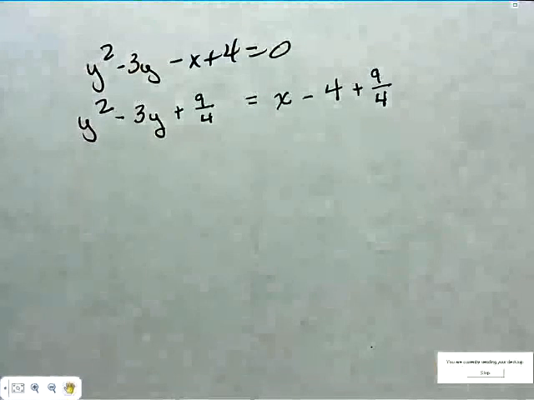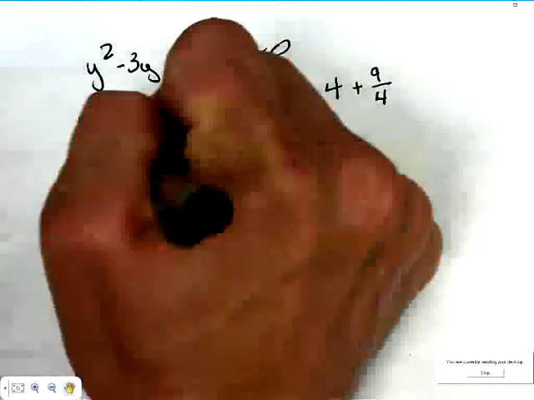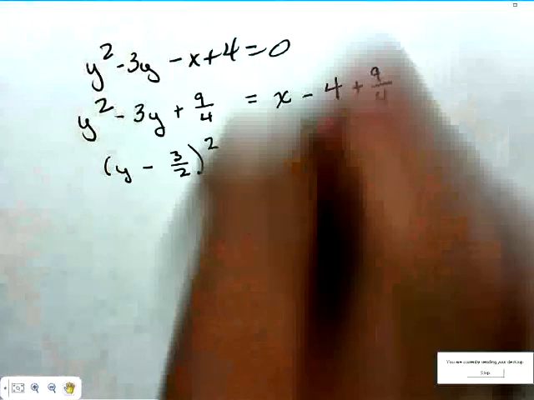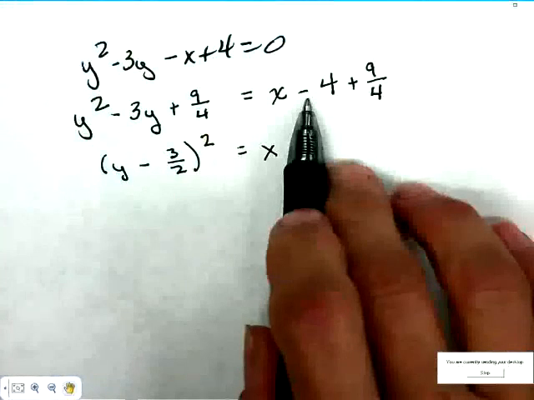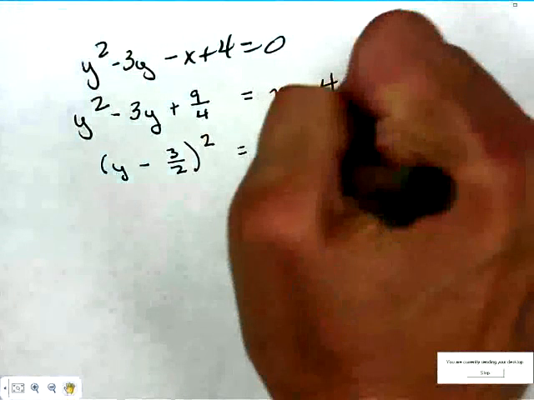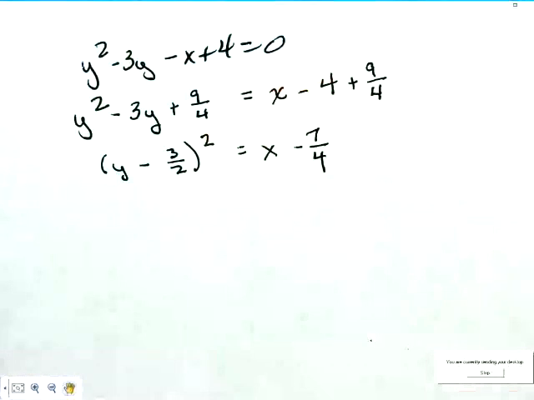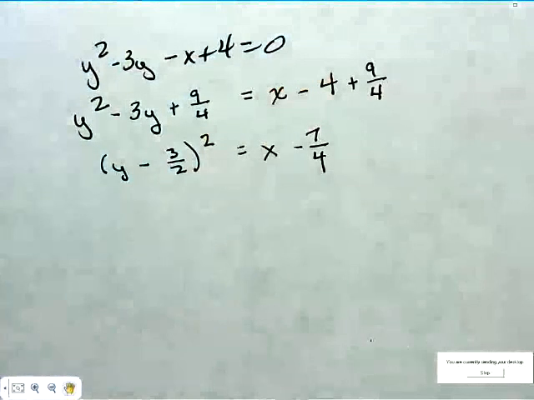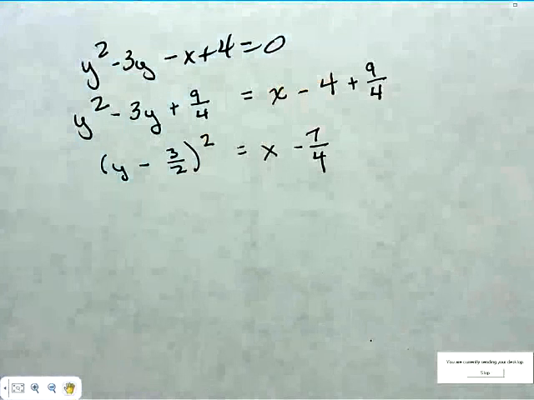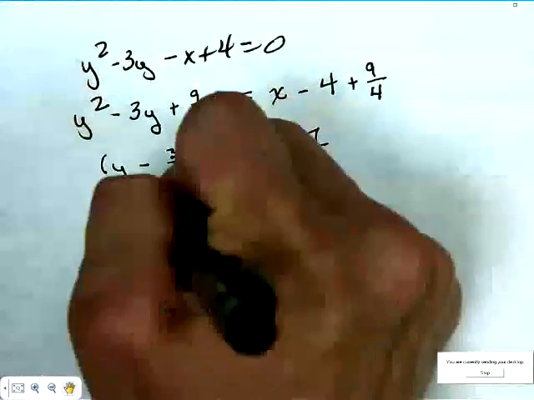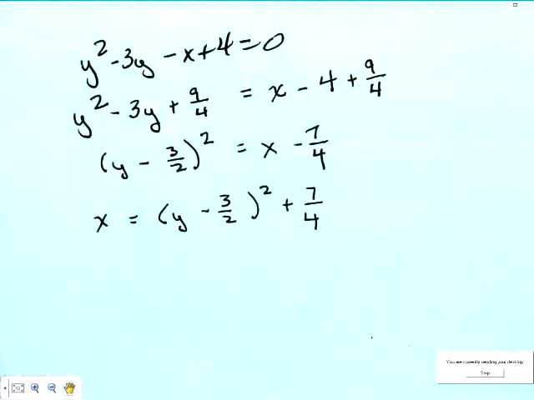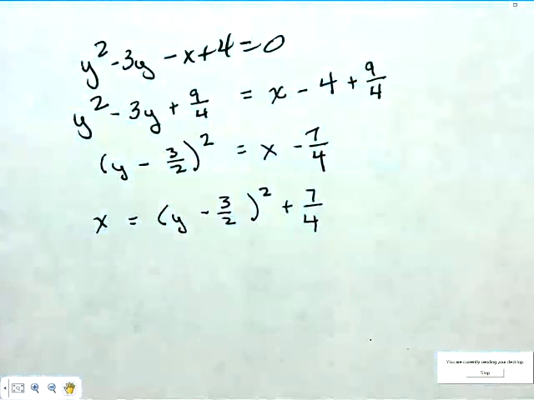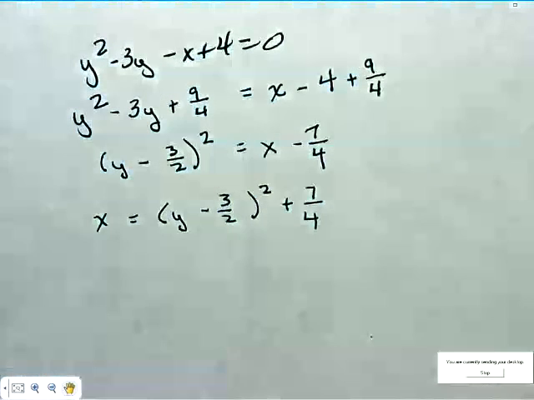That left-hand side would factor into y minus 3/2 squared. And the right-hand side would clean up to be negative 16 plus 9 is negative 7/4. And then to have it in vertex form where you see the vertex, you need to solve for that first degree variable by adding 7/4 to both sides. And I just flipped it around so the x would be on the left and everything else would be on the right. All right, be very careful. Tell me the vertex of that parabola.